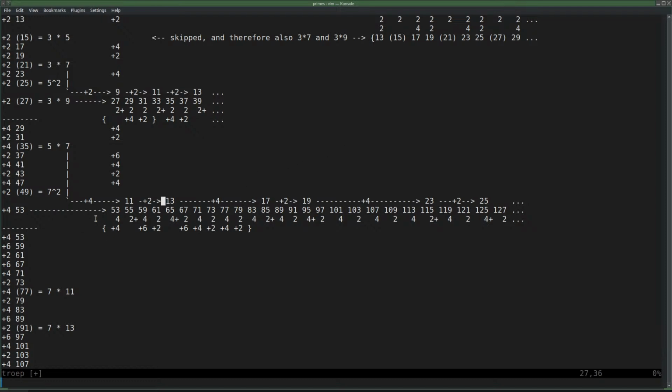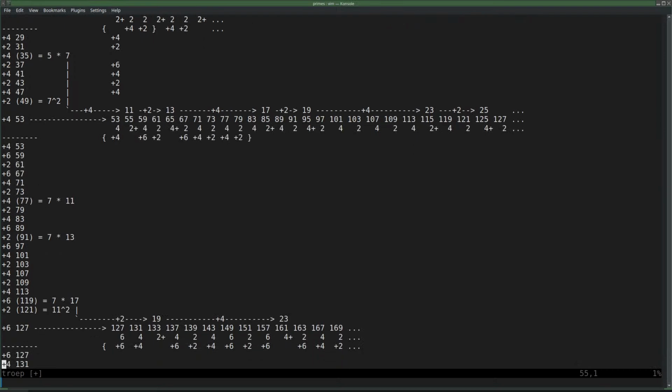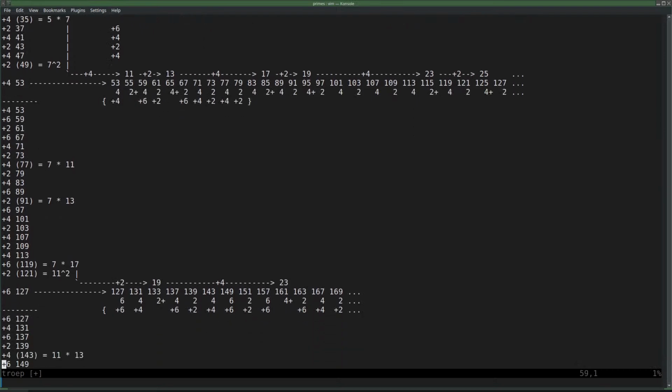I'm just slightly confused why I would start with a plus 4 here, or rather how I know that. I guess it's easier to see when we get something that is more complex, like here. This is also plus 2 plus 4.